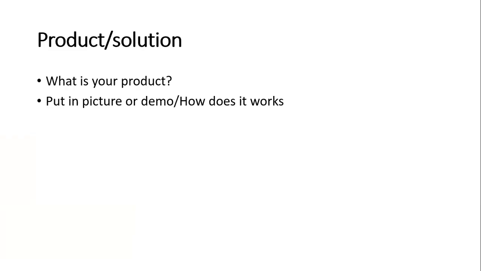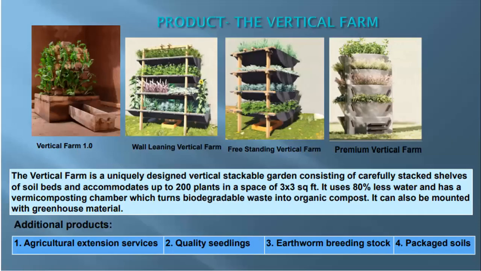On the product or solution side, you simply show what your product is and what features make it unique. For example, this one, his product slide is, he sells farms which you can farm in small spaces. And beyond that, he sells quality seedlings, extension services, earthworm breeding, packaged soils. That is his core business. That is his product.